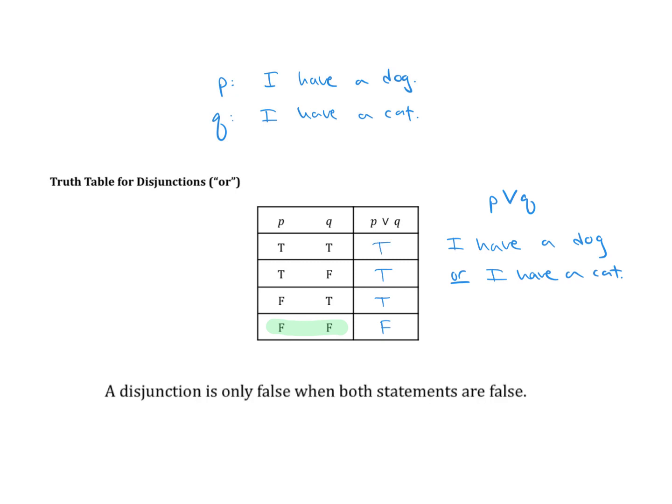So again, a disjunction is only false when both statements are false. And again, I'd write that in your notes: only false when both are false. So for "and," you're going to say to yourself, only true when both are true. For "or," only false when both are false.